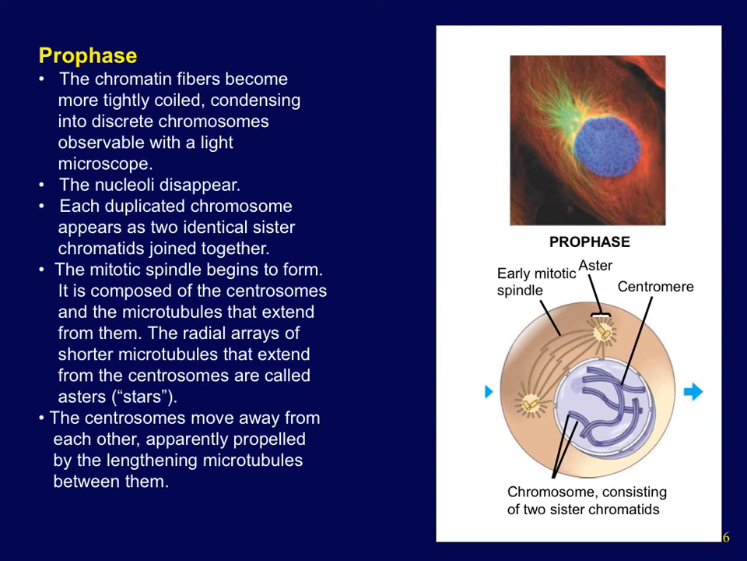Okay. Now in prophase, this is the beginning. The chromatin fibers become more tightly coiled. We can actually see them condensing into discrete chromosomes. The nucleoli disappear. Don't worry about that. The mitotic spindle begins to form. It is composed of the centrosomes and the microtubules that extend from them. This is the whole spindle assembly.